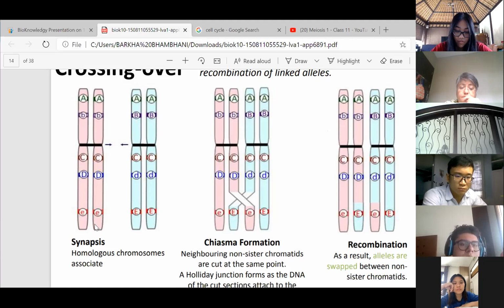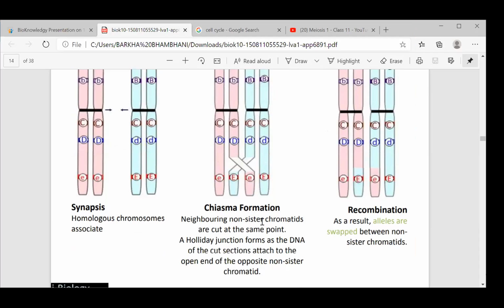So here, when synapsis is taking place between the homologous chromosomes, the chiasmata are formed between the neighboring non-sister chromatids, which are cut at the same point. This is called a Holliday junction. It forms as the DNA of the cut section attaches to the open end of the opposite non-sister chromatid. So this junction formed between the bivalents is called a Holliday junction, and this will cause recombination.